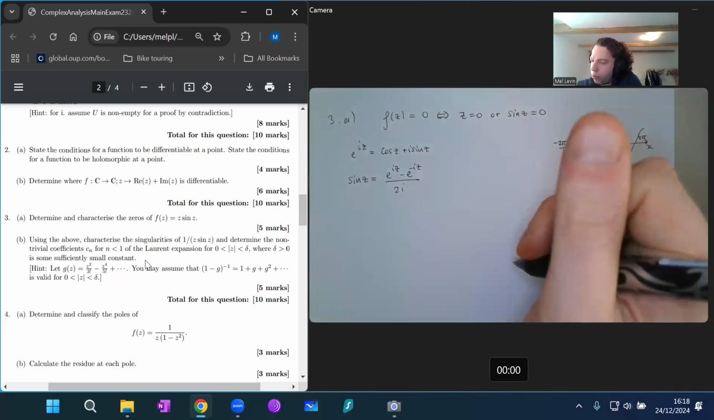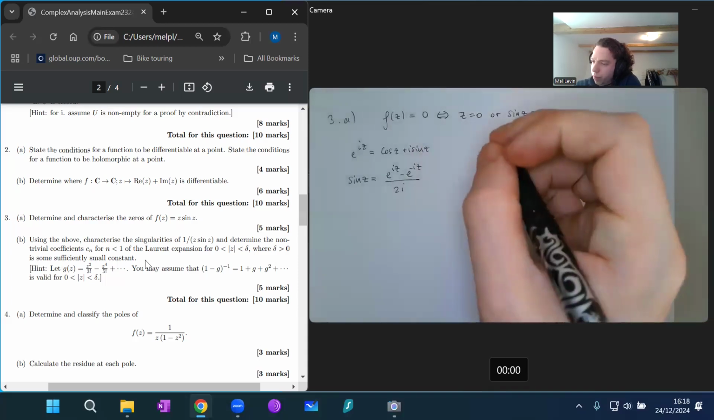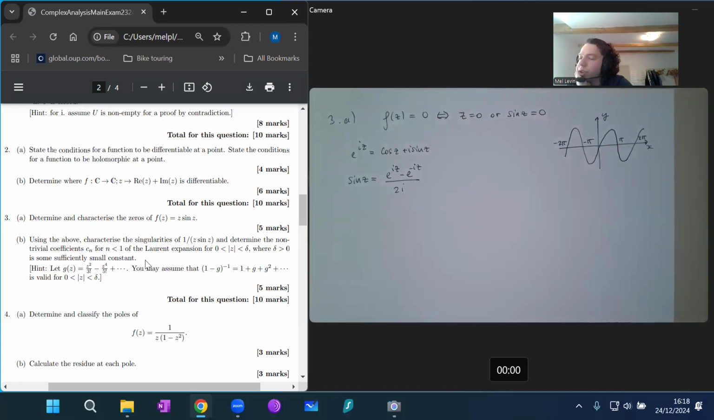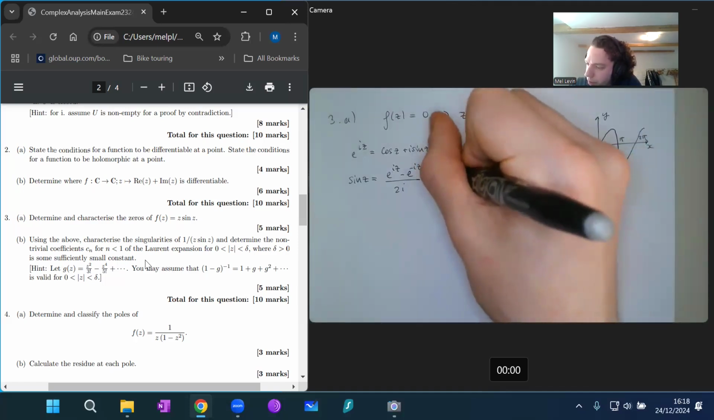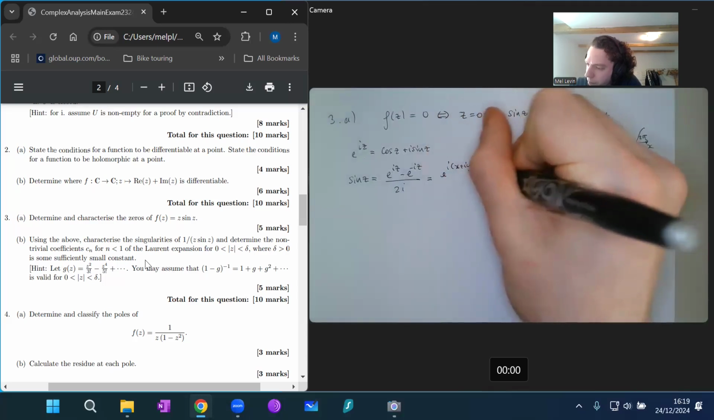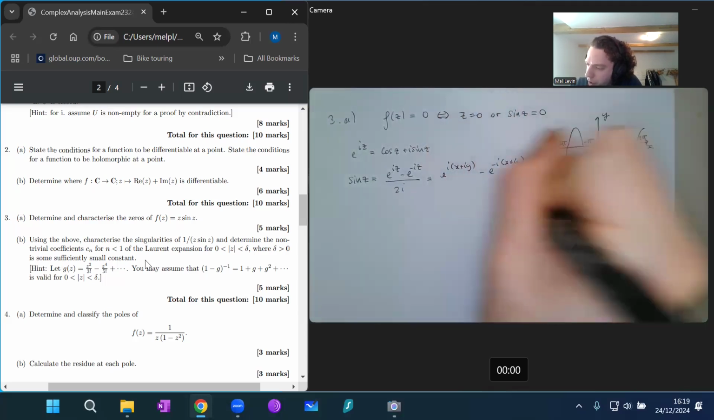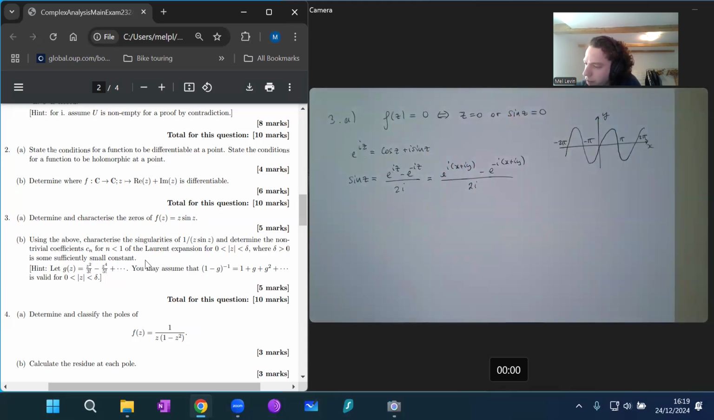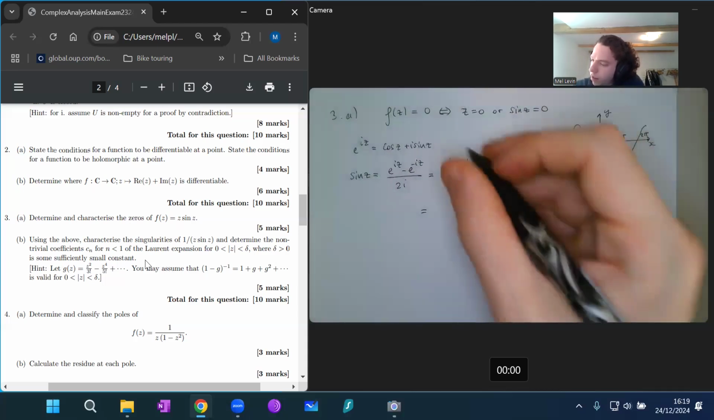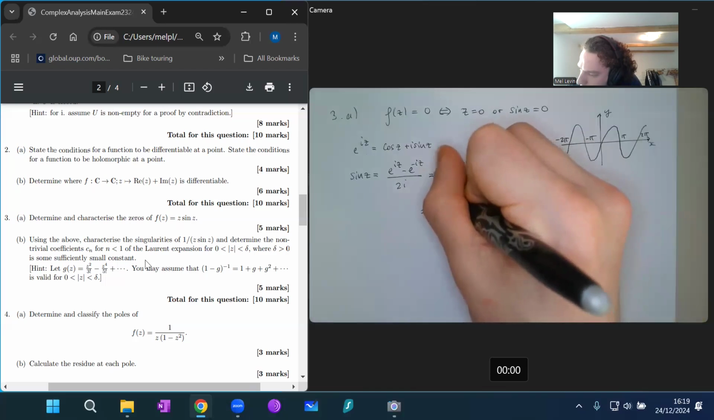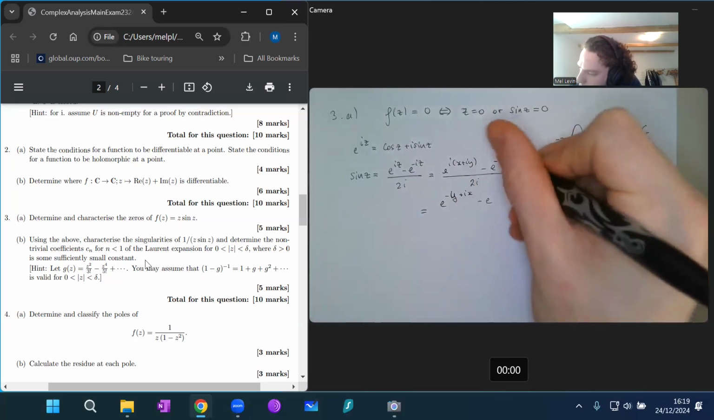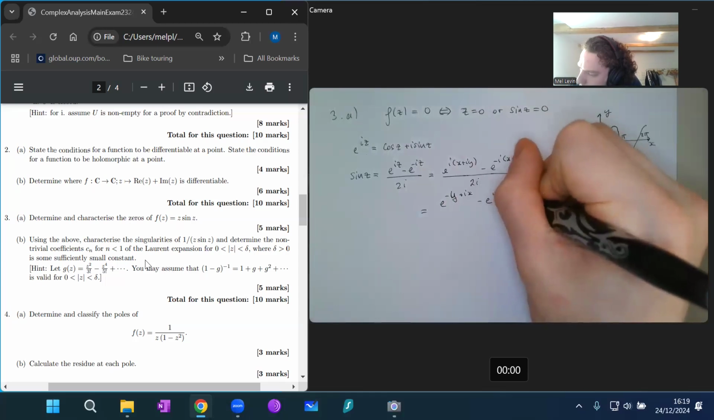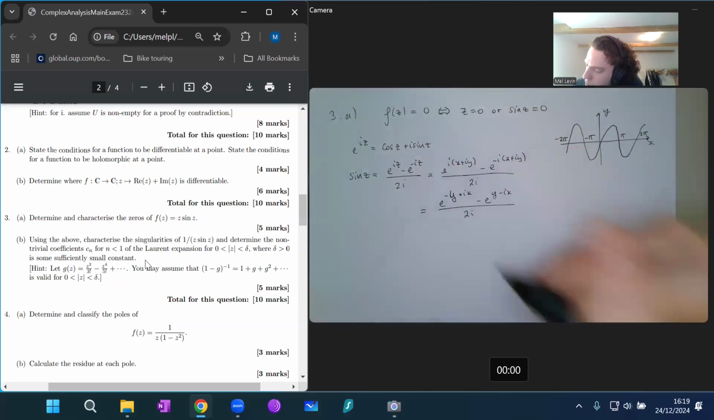Okay. Now let's turn the z's into x plus i y. So e to the i times x plus i y, minus e to the minus i x plus i y, over 2i. So that'll be e to the, let's see, minus y plus ix, minus e to the y minus ix, all over 2i.